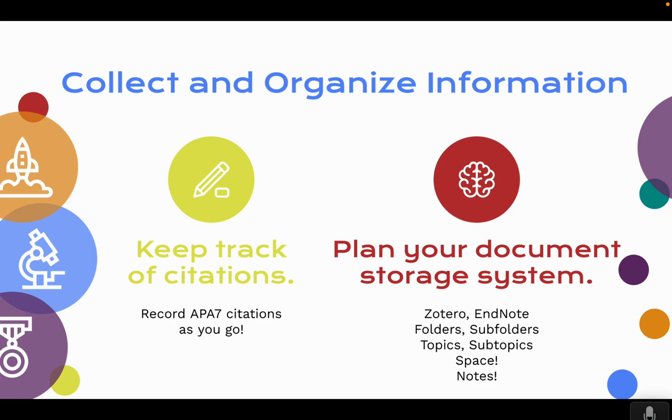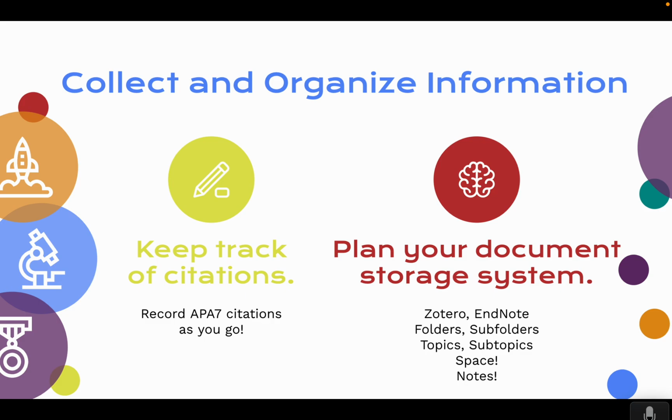The next step in the literature review process is to collect and organize the information that you found. You want to be sure to keep track of citations. So each time you cite a source, be sure to go ahead and record the accurate APA 7 bibliographic citation. Consider using some sort of document storage system, such as Zotero, which will generate the citations for you and allow you to organize all of your sources by topic, subtopic, etc.